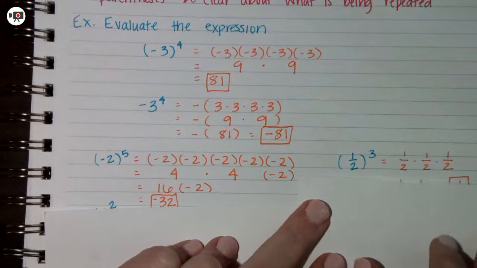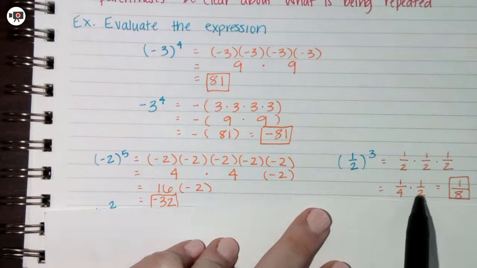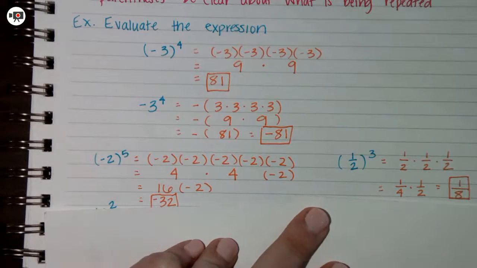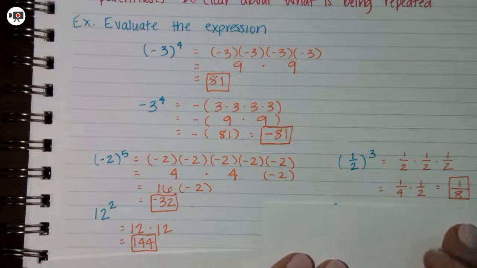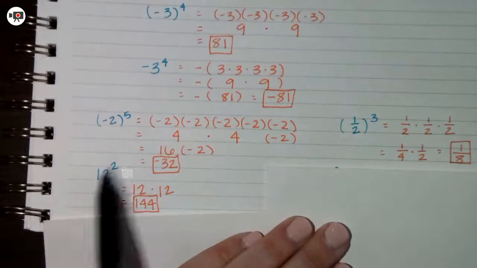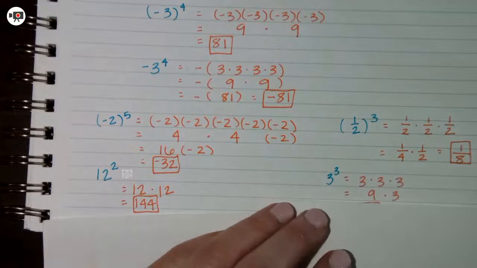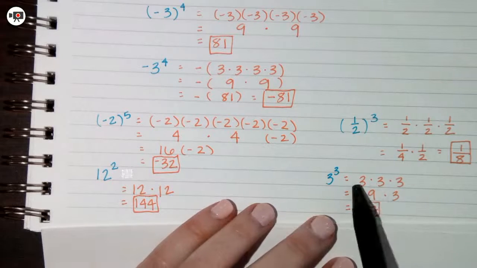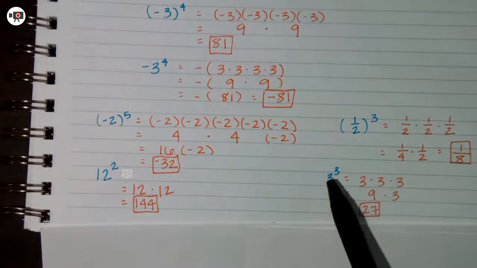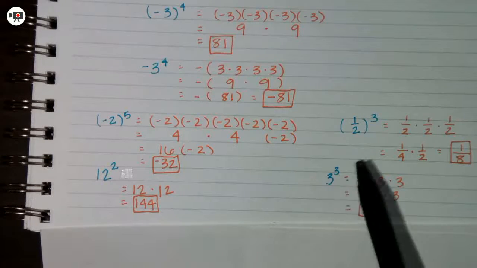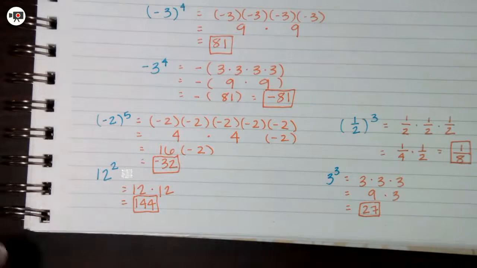1/2 to the 3rd, I would have 1/2 times 1/2 times 1/2, which makes 1/8. So then, down here, I have 12 squared, which is 12 times 12, makes 144. And 3 to the 3rd is 3 times 3 times 3, which makes 27. It is important to note that we are not doing 3 times 3 or 12 times 2. This shows how many times you are repeating the same thing.